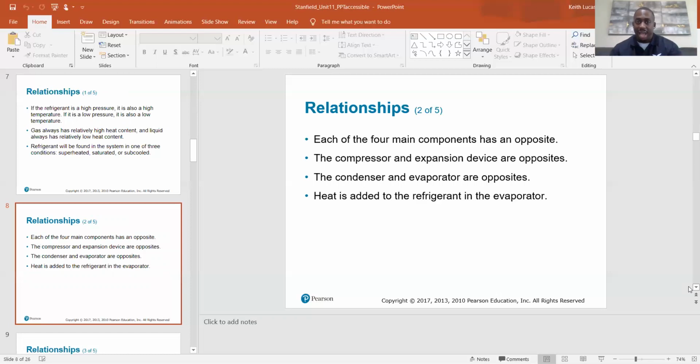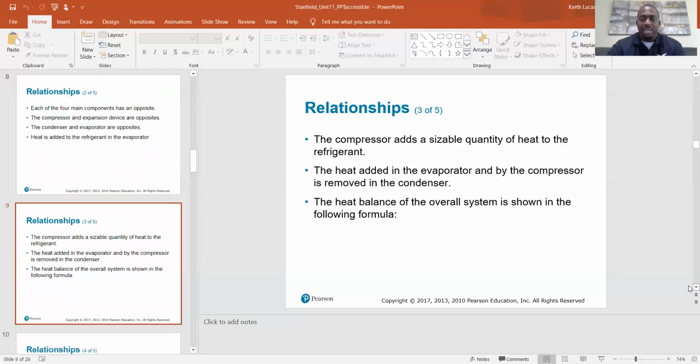And then from the outlet of the metering device back to the inlet of the compressor is the low side of the system. So when you hear high and low sides, that's what they're referring to. Everything after the compressor is all high pressure. It doesn't go back to low pressure until after the metering device.